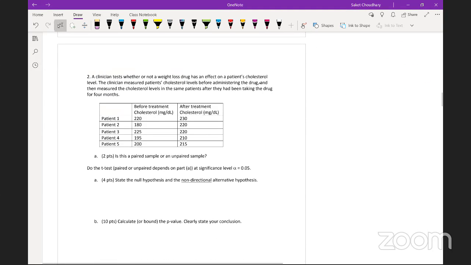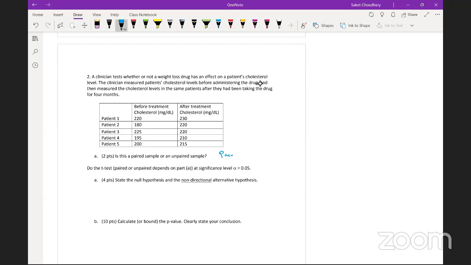Okay, all right, so we'll move on to problem 2. Problem 2 is in a particular clinical setting again. You're essentially trying to test whether or not a weight loss drug has an effect on the patient's cholesterol level. You're given this data across 5 patients. The sample size is just 5. And the first problem is: is it a paired or unpaired sample?